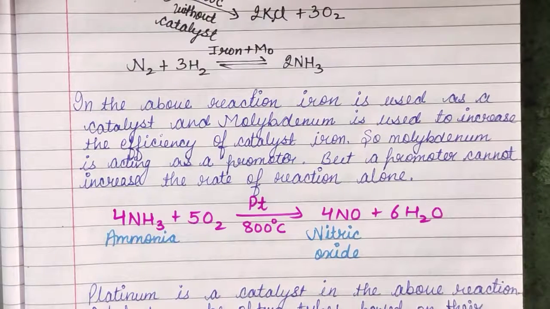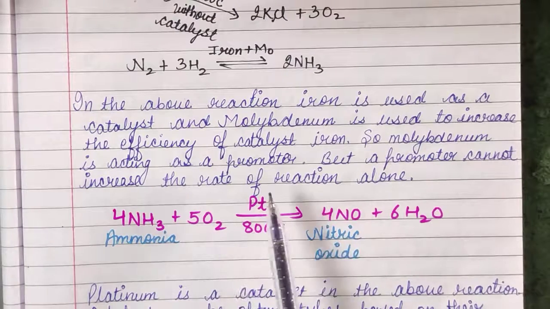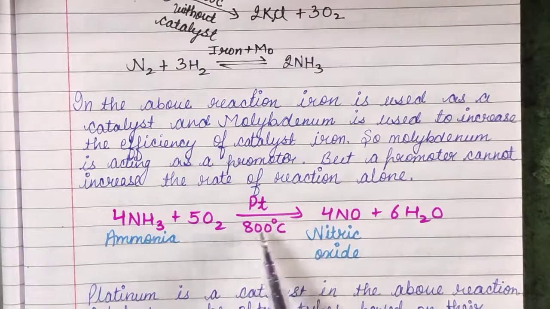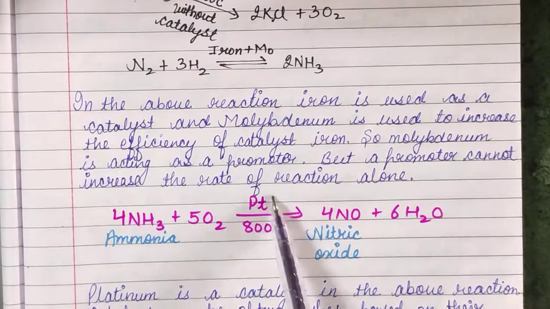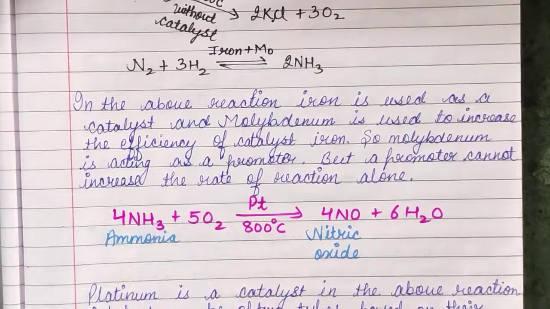So here's the reaction given. Then the ammonia reacts with oxygen in the given catalyst, that is platinum, and at the temperature 100 degrees Celsius it will give nitric oxide and water molecule. So platinum is a catalyst here in the above reaction.